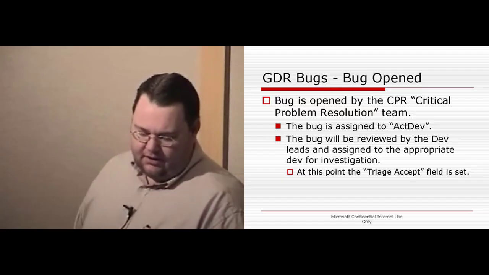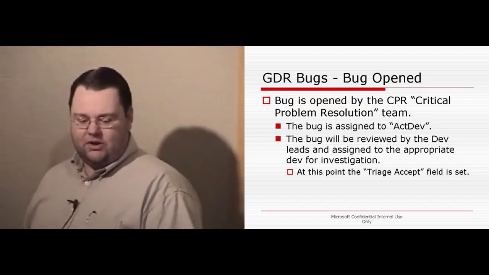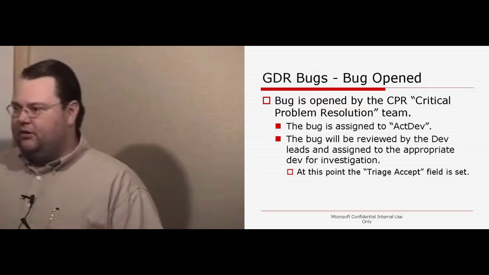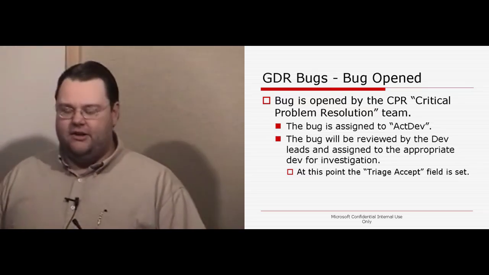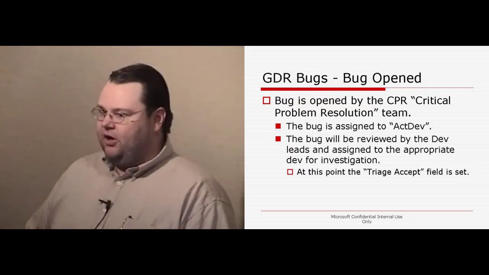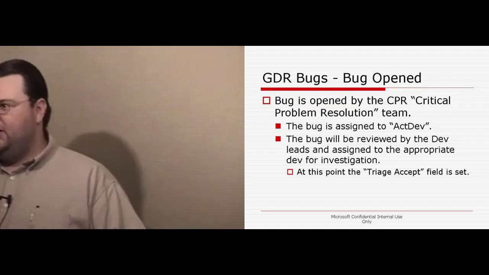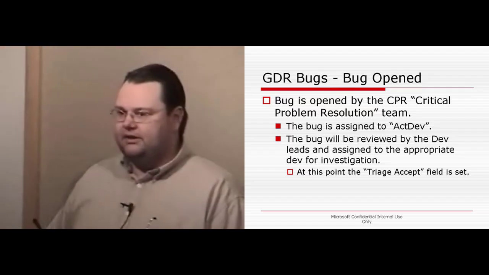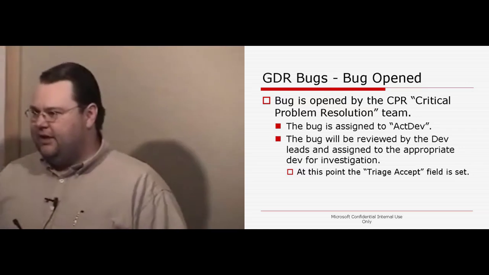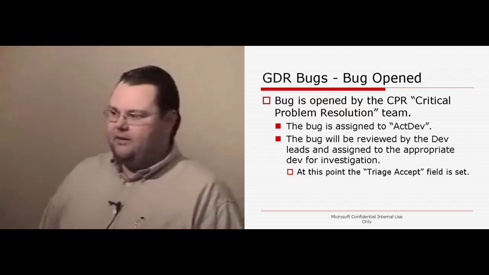Initially a bug is opened. Generally they're opened by the CPR team, the critical problem resolution team. That's a team of engineers that deal with customers. A customer will call and report a problem they're having in their environment. The CPR engineers will work with them to triage that problem, see if it's a known issue, if there's already a QFE that we could provide that would fix their problem, or if there's a workaround, or if it's something they're doing wrong that's causing the problem. Once they determine that it actually is a bug in Windows, it's not a known issue, and we don't already have a fix for it, then they'll file a bug in our database.